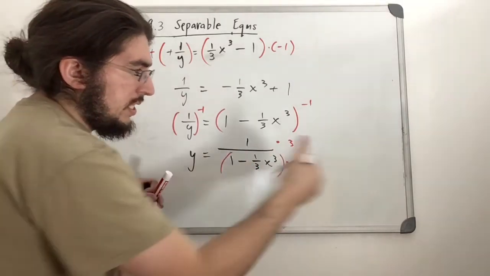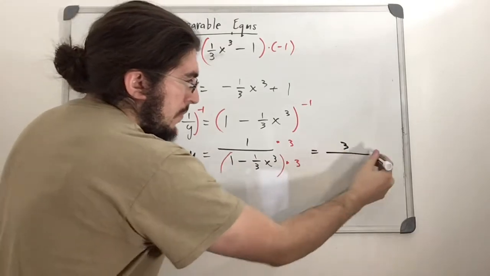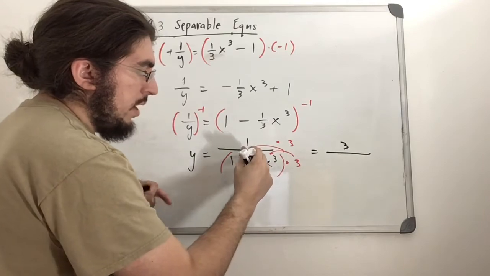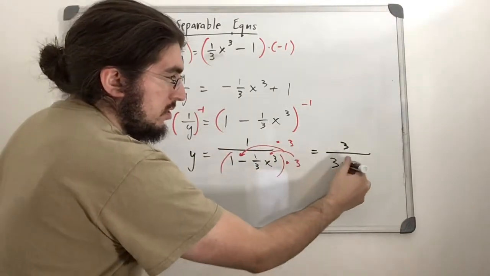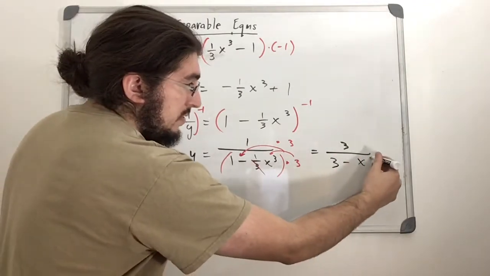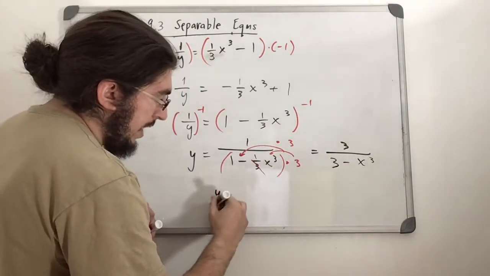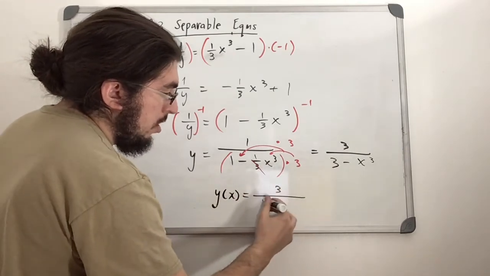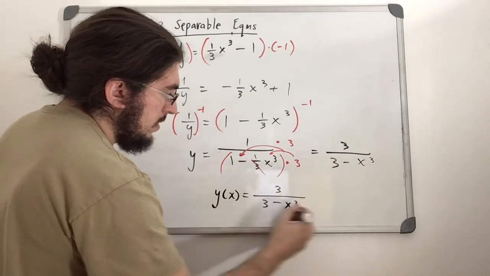So on the top, we just get 3, that's fine. But on the bottom, we actually have to distribute. Distributing into this 1, we'll just make that a 3 for the first term. Distributing into the second one cancels this and just purely gives us x to the third. So in total we have y now as a function of x is equal to 3 all over 3 minus x cubed.